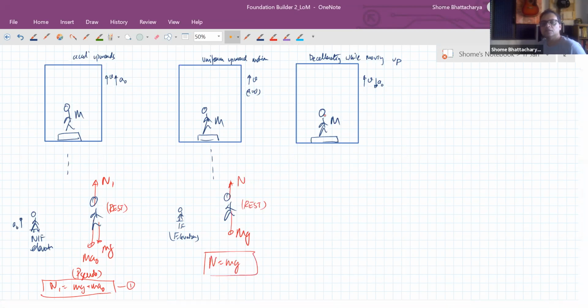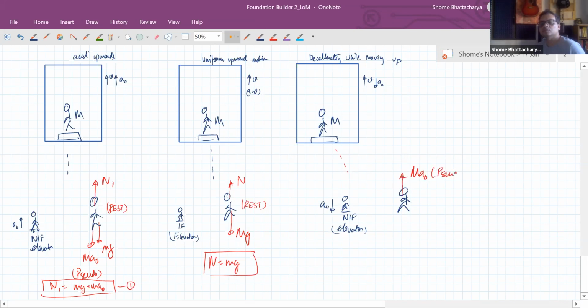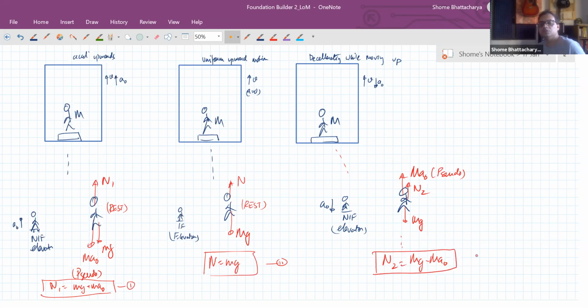Okay. And in the third case, again the elevator's frame is a non-inertial frame, but having a downward acceleration of a naught. So on the person inside, when you make the FBD, the pseudo force is acting upwards now, the normal reaction is upwards, and mg is downward. So in the third case, N2 is equal to true weight minus pseudo force. This is when the weighing balance will be showing the minimum reading.